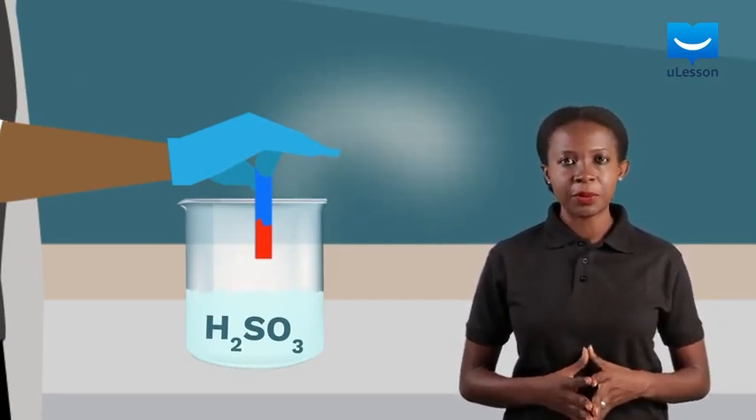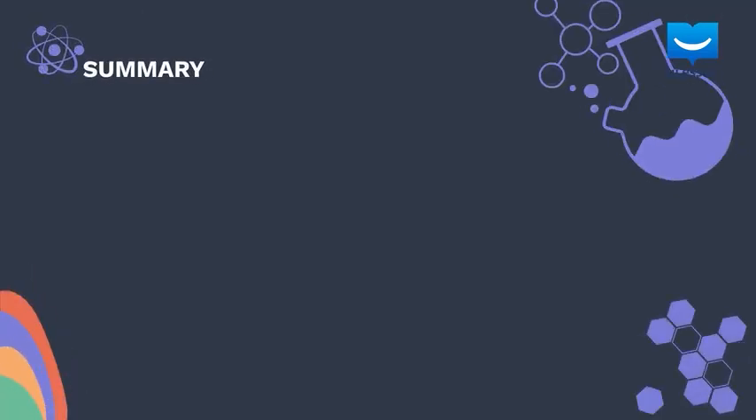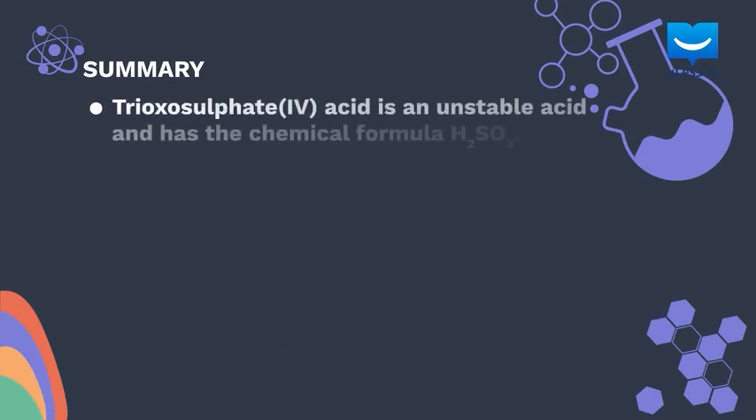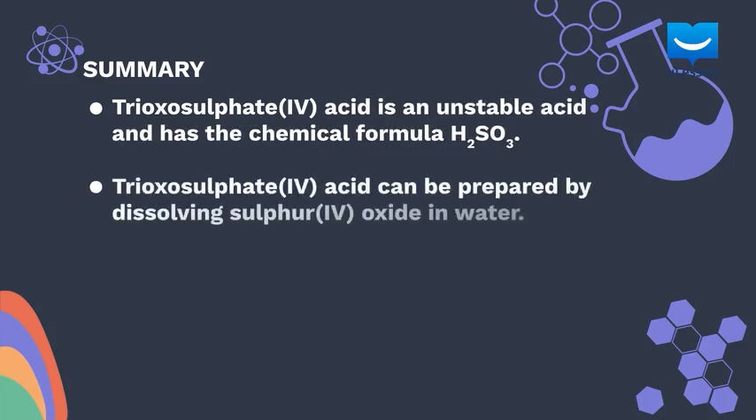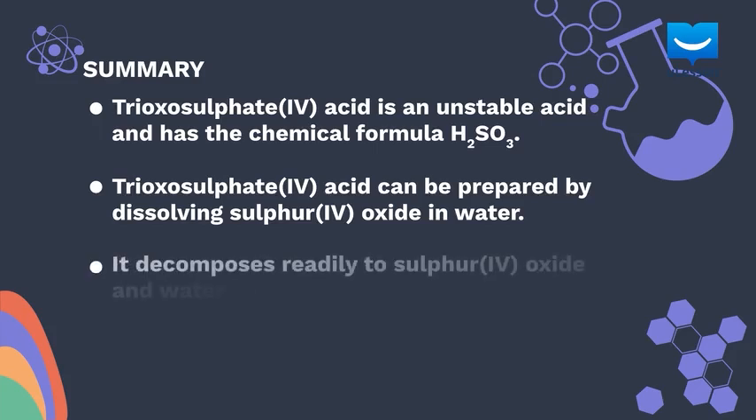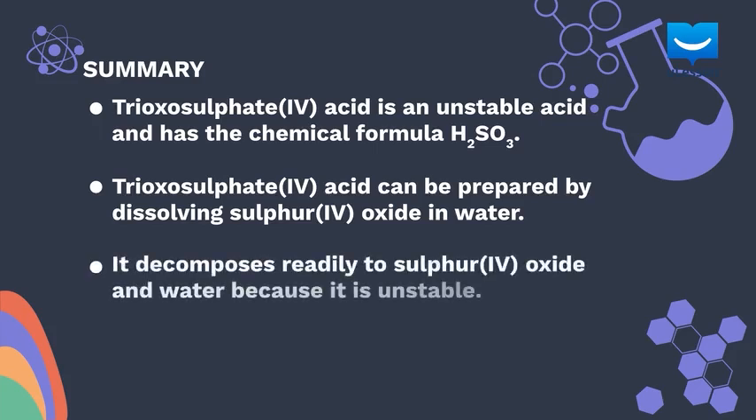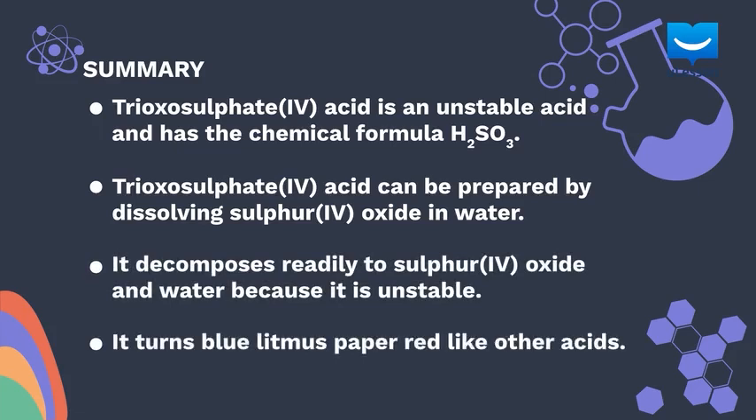Here is a summary of what we have learned so far as we conclude this lesson. Trioxosulfate IV acid is an unstable acid and has the chemical formula H2SO3. Trioxosulfate IV acid can be prepared by dissolving sulfur IV oxide in water. It decomposes readily to sulfur IV oxide and water because it is unstable. It turns blue litmus paper red like other acids.